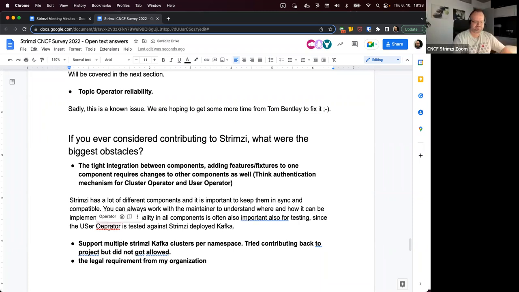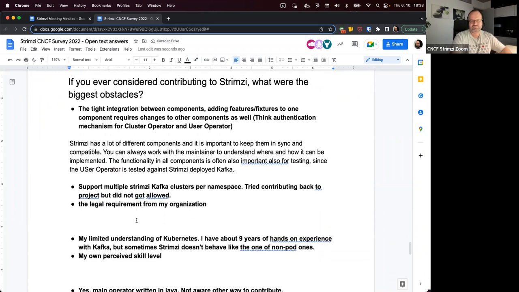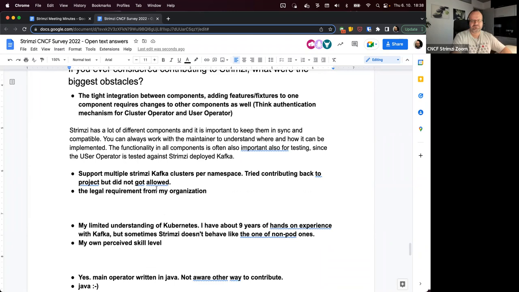Okay, next one. Support for multiple Strimzi Kafka clusters per namespace. Tried contributing back to the project, but did not get allowed. I assume this means did not get allowed by the organization or employer.